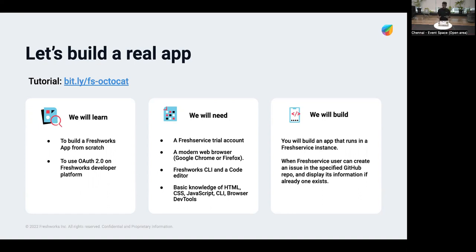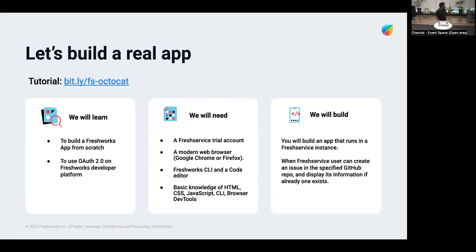So far, you have seen building a basic Hello World app, right? So now we will go and see how simple it is to build an actual business case through this app. We are just going to follow one tutorial we have made, with the use case of integrating Freshservice with GitHub, to use GitHub issues as an issue tracking platform, and seeing the issues right from Freshservice.